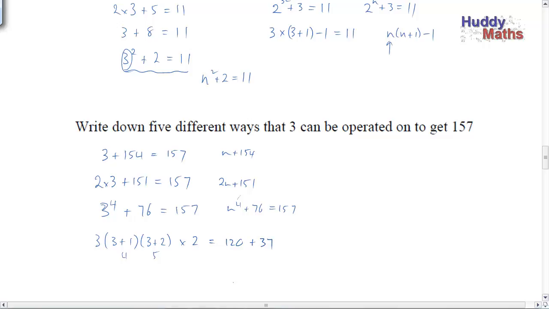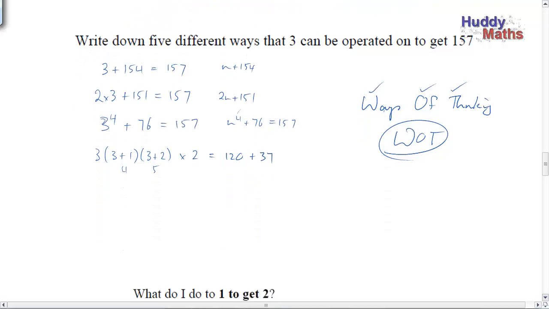Okay, so that's what we want you to think about. Ways of thinking. Okay, ways of thinking. So think about these patterns in different ways. Powers and timesing by the number itself, powers of itself or powers of 2. Okay, let's try and build on that now.